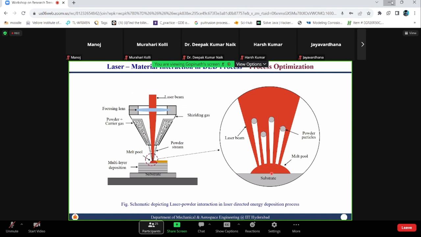Then you have to change either power or scan speed. Both are equally good. But if you want to change the power, you should have continuous control over the laser system, so that anytime you want to change it, you should be able to. Other than that is the speed at which you are depositing. The speed is controlled by a stepper motor. It is easy to control.